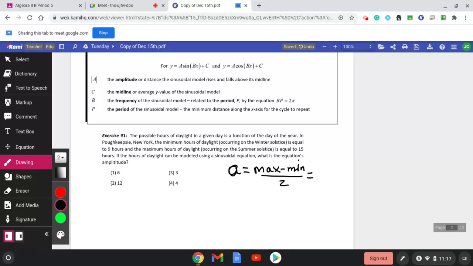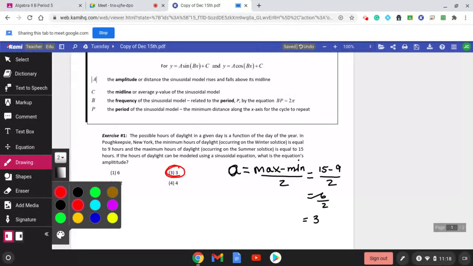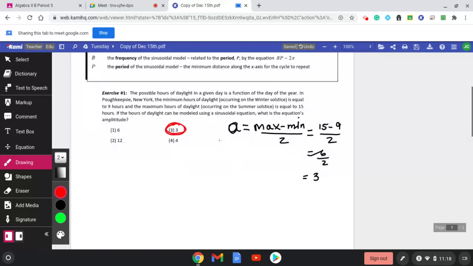So I look back at the problem. My max was 15 minus the min of 9 divided by 2. So my A value, 6 divided by 2, 3. And that's it. All right, that was it. So pretty straightforward on that one. The words maximum and minimum were there, so we knew exactly what we were working with. Not so much in the second one. Here we go in the second one.